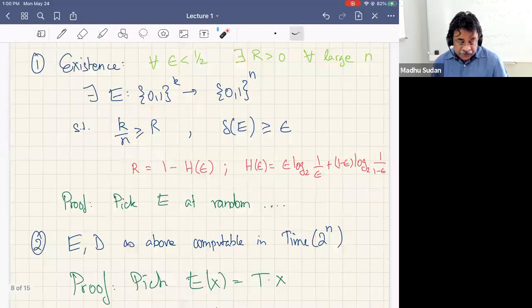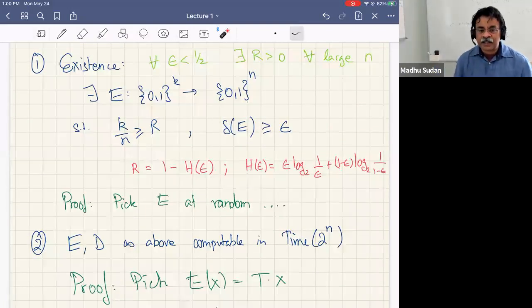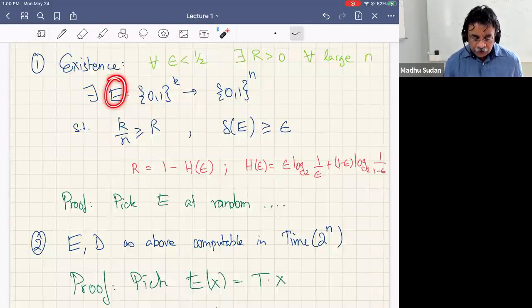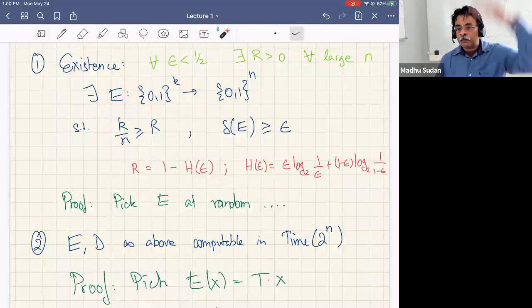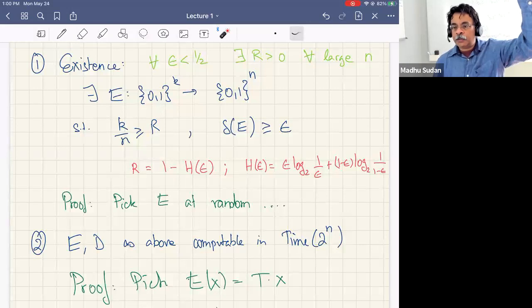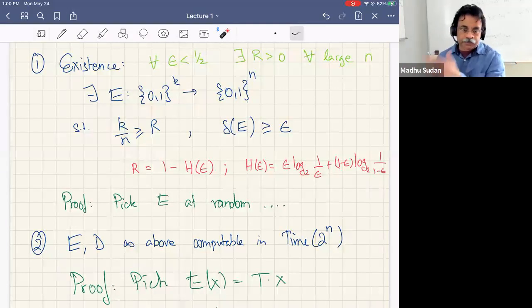The catch with this is that it's not explicit. I don't know how to build this code. If I had to encode and decode, I'd have to prepare a huge table of size 2 to the k. And then when you say, I want to encode this message, I'll do a table lookup. So short of an exponential space and time algorithm, I don't know how to do this any better.